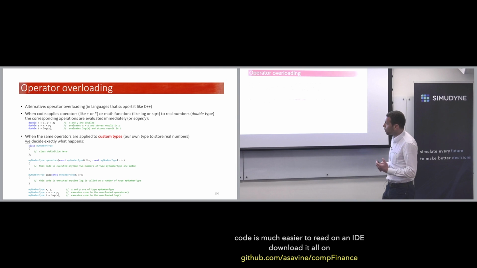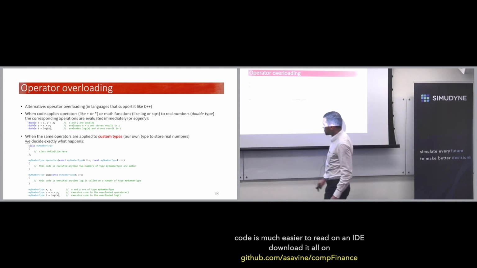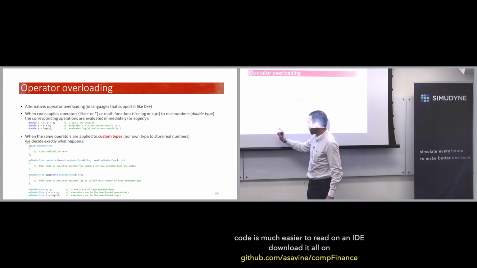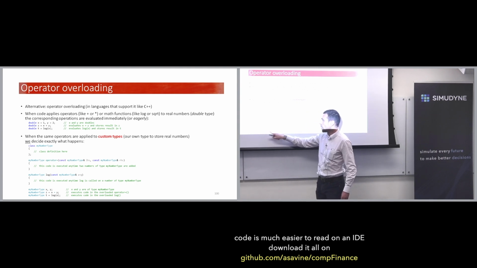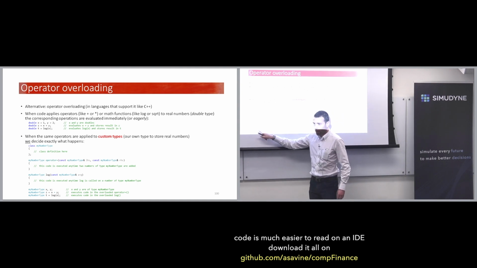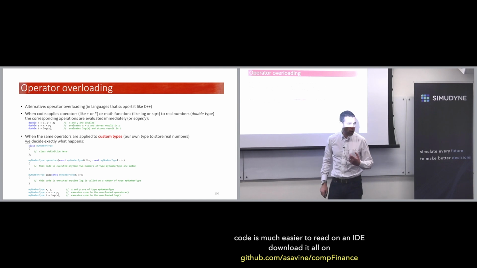So what will the compiler do now when it finds my number type x and y, perhaps initialized, and it finds that it must add x and y? The compiler has no idea how to add objects of type my number type. So I need to tell the compiler how to do that. How I do that is with operator overloading.